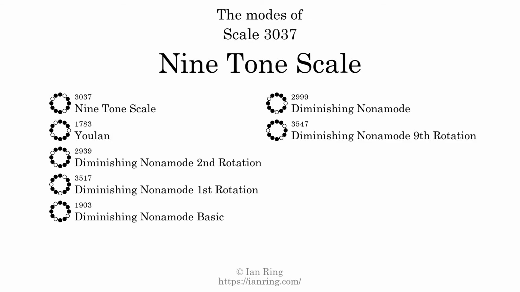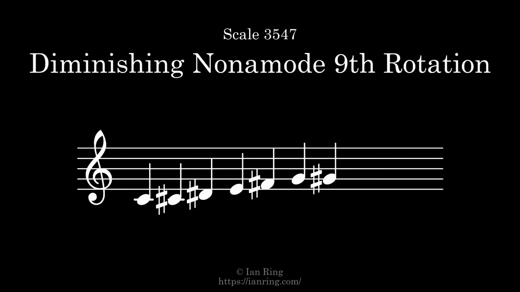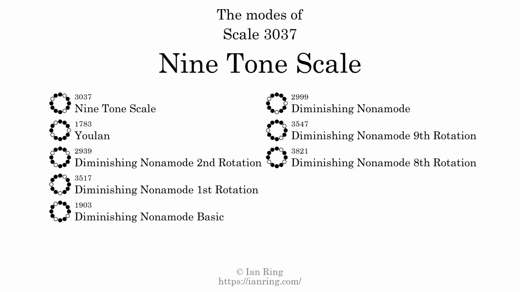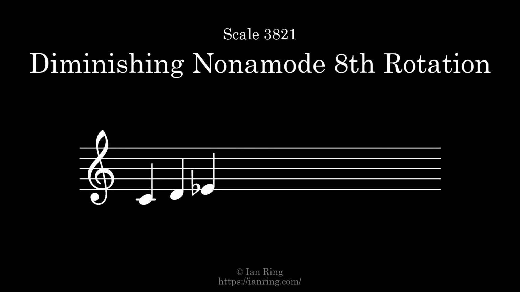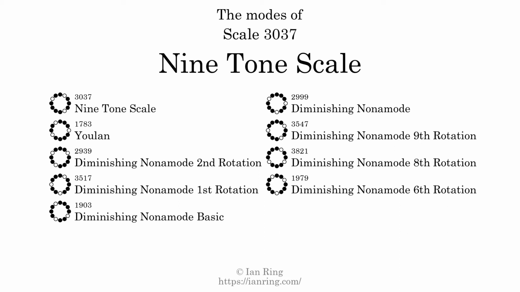The seventh mode is scale 3547, also known as diminishing nonomode ninth rotation. It sounds like this. The eighth mode is scale 3821, also known as diminishing nonomode eighth rotation. It sounds like this. The ninth and last mode is scale 1979, also known as diminishing nonomode sixth rotation. It sounds like this.